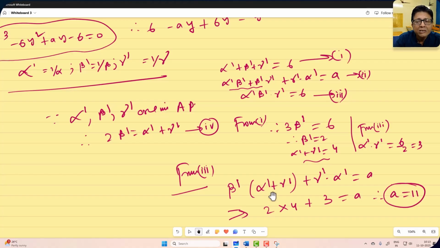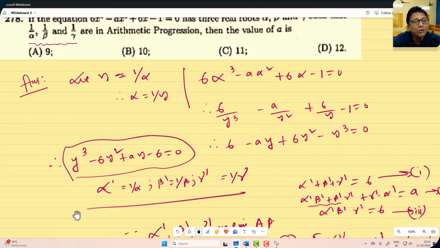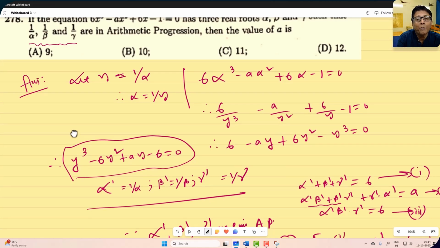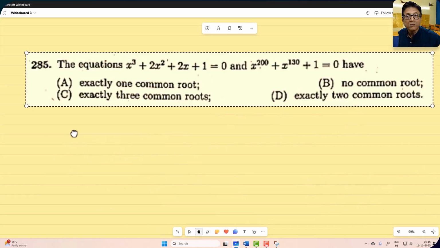Clear? See how useful the transformation of equation is here to solve this kind of questions. Hope you have understood. A is going to be 11. So part C is the correct option.